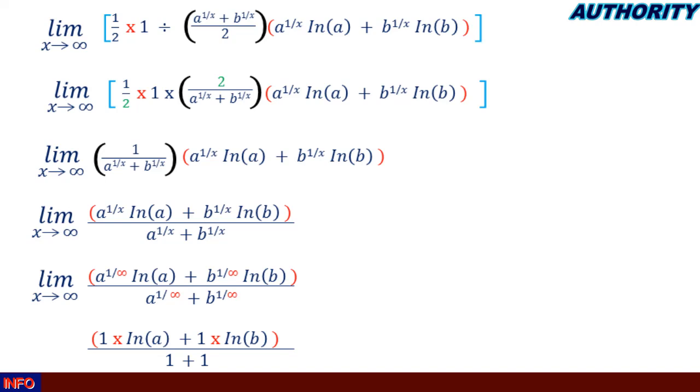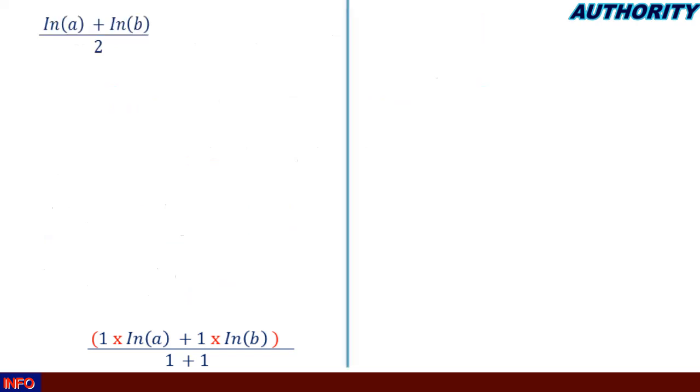So here we have a raised to the power of 0 is equal to 1. Okay, good. And then in the side of b, it's also going to give us 1. In the denominator, we are going to have 1 plus 1. Is that clear? Good. Now in the numerator, we have 1 times ln a plus 1 times ln b. It's going to give us ln a plus ln b all over 2.